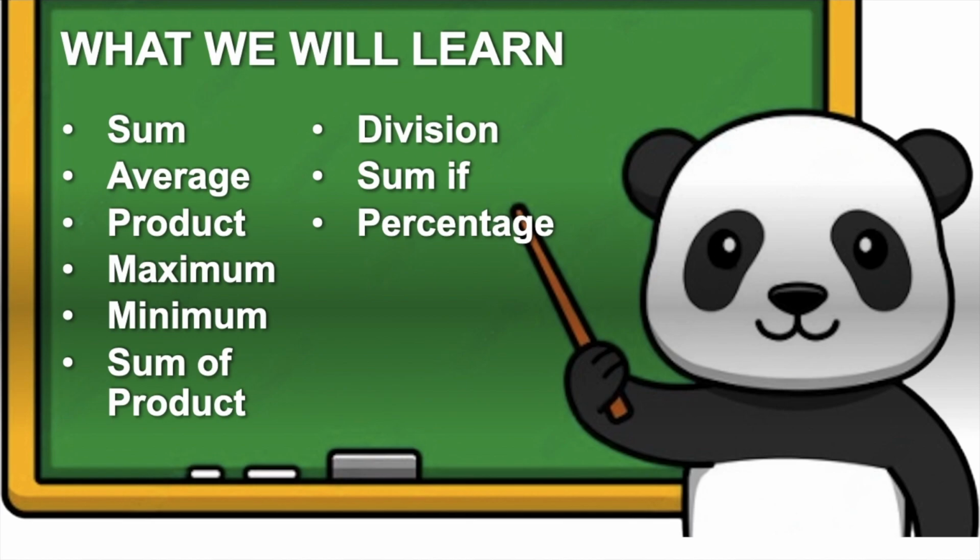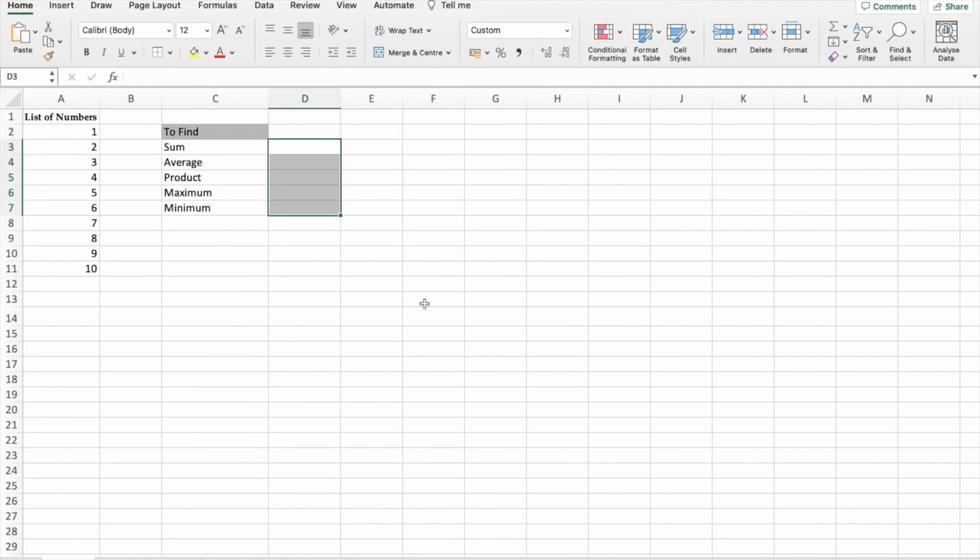Let's go to Excel and learn all these using an example. Over here, we have a list of numbers from 1 to 10 and we need to find the sum, average, product of all these numbers, what is the maximum number out of these and what is the minimum number.